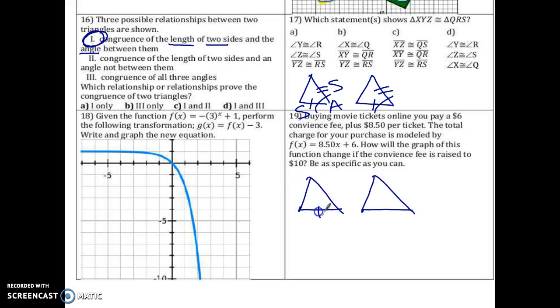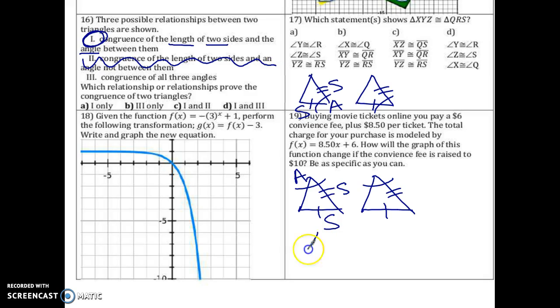Congruence of the length of 2 sides and an angle not in between them. So it would be like this. So we got angle, side, side. Remember, that's not going to work for us. Angle, side, side. I'm not going to write that out in order because we know what that is. That one's not working.